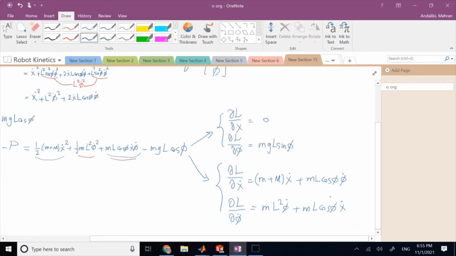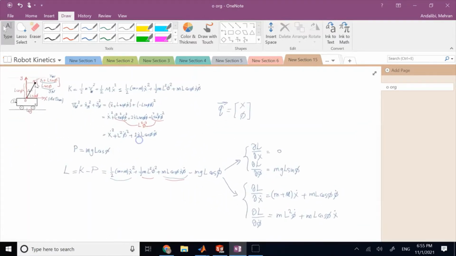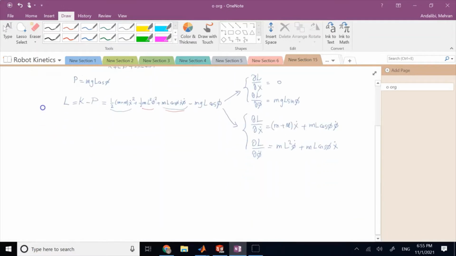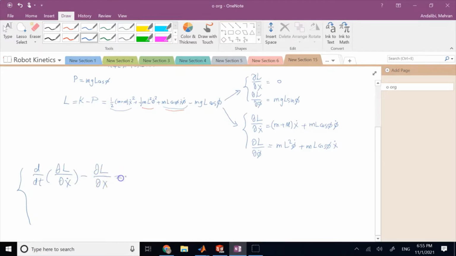So I got my partial terms, and now it is time to go and write my Euler-Lagrange equations. There are two of them again here. The first one is d over dt of partial of L with respect to x dot minus partial of L with respect to x is Q of x. The other one is d over dt of partial of L with respect to phi dot minus partial of L with respect to phi is Q of phi.